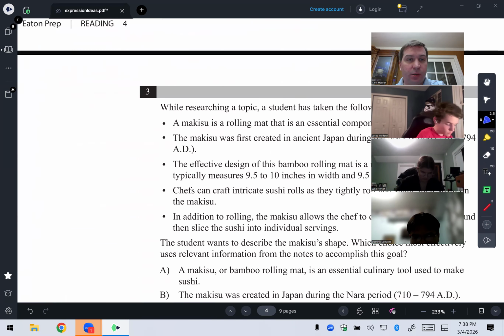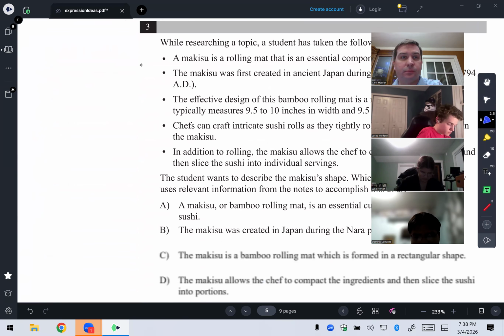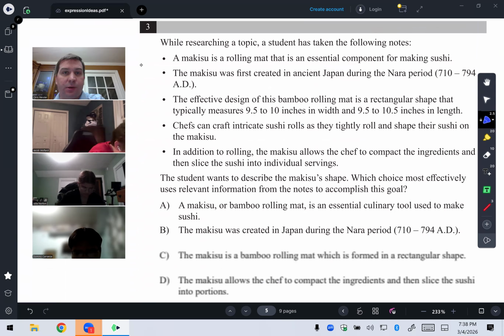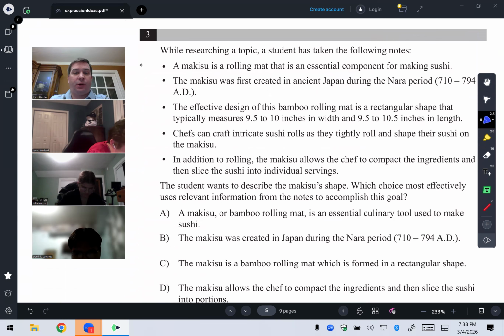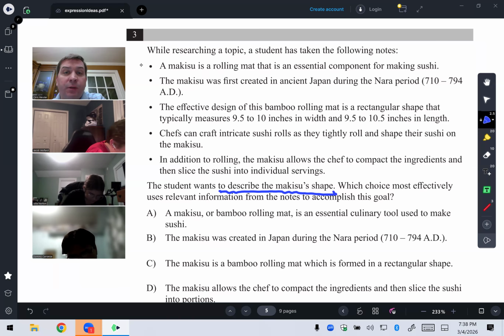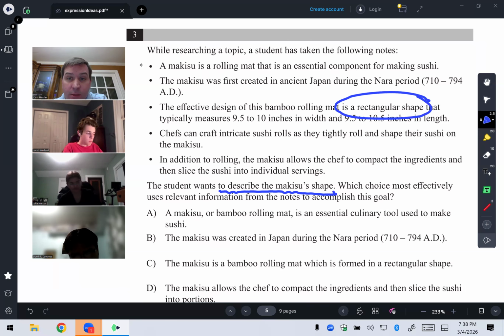And then number three, all right, while researching a topic, a student has taken the following notes. Read what the student is trying to do first, underline that. The student wants to describe the Makisu's shape. So I only need the shape. A Makisu is a rolling mat that is an essential component for making sushi. The Makisu was first created in ancient Japan during the Nara period. The effective design of this bamboo rolling mat is a rectangular shape. I think that's all I need.